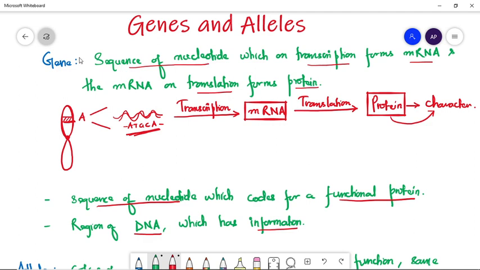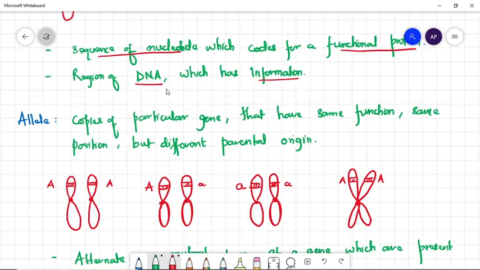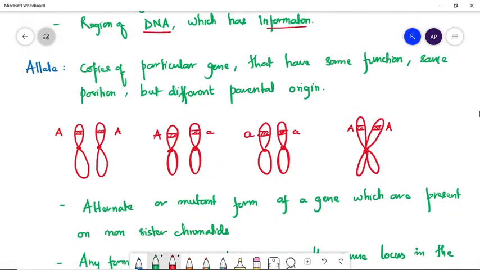Let us see about alleles. What are alleles? Alleles, on the other hand, are copies of a particular gene that have the same function, that have the same position, but different parental origin. And alleles always occur in pairs. For example, if you see in this figure, the alleles may be in this form, they may be in this form or in this form.